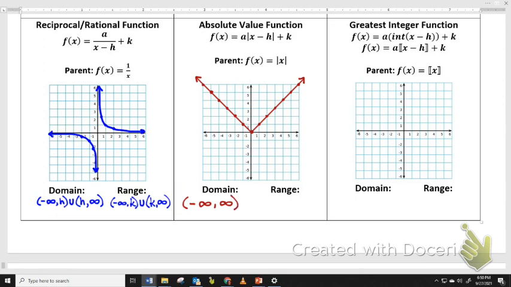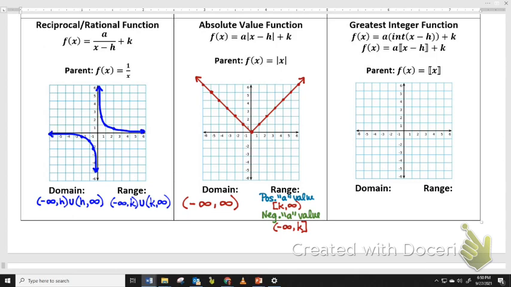My range is going to be almost identical to what we talked about with quadratic functions. If this opens up, so if I have a positive a value, then my range, the lowest it ever goes is whatever k is, and it points up, so it goes up forever. If, however, I have a negative a value, if this opens down, then it's going to be negative infinity all the way up to my k value, and that would be the highest point.